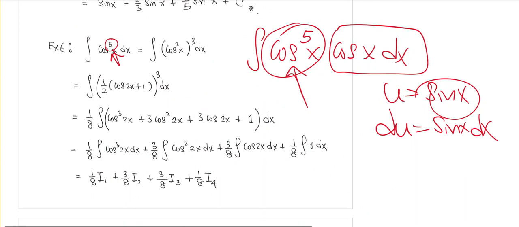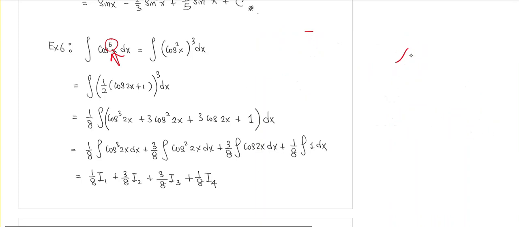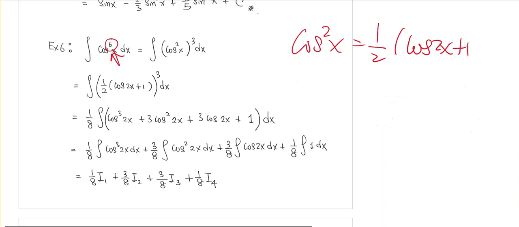So the way to do this is actually not to try with this. What you're going to do is, again, use the double angle formulas. Using your double angle formulas, you know that cosine squared x is equal to 1 over 2 times cosine 2x plus 1.